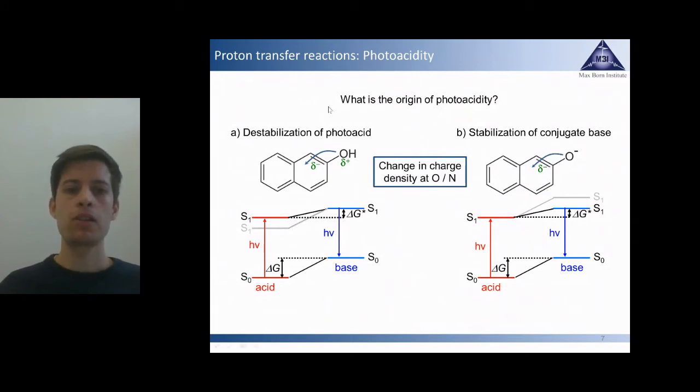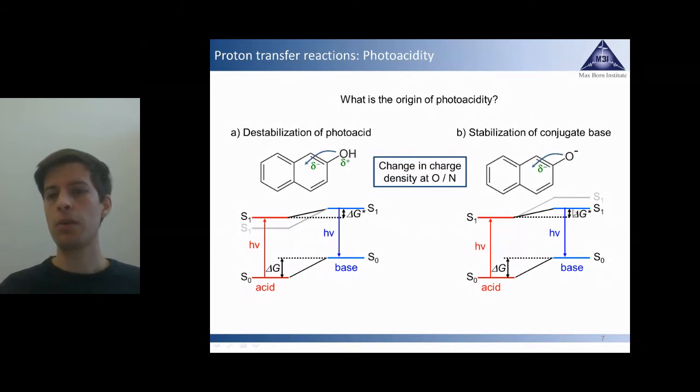So there are basically two ways of looking at this, which have been discussed, and both deal with the picture that there has to be some intramolecular charge transfer upon photoexcitation. So you could go with the picture described on the left side, that is, you have some negative charge being transferred from the oxygen atom to the pi system upon photoexcitation, which will then lead to a destabilization of this oxygen atom, weaken this hydrogen bond to the proton and eventually repel the proton. So this is the picture of destabilization on the photoacid side.